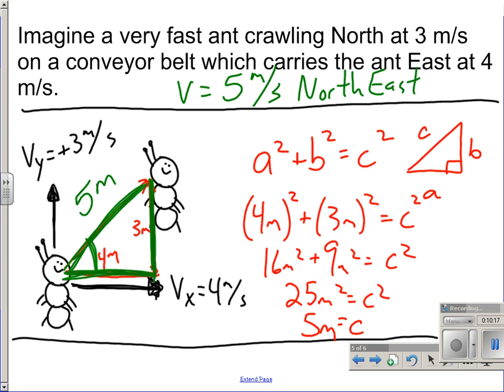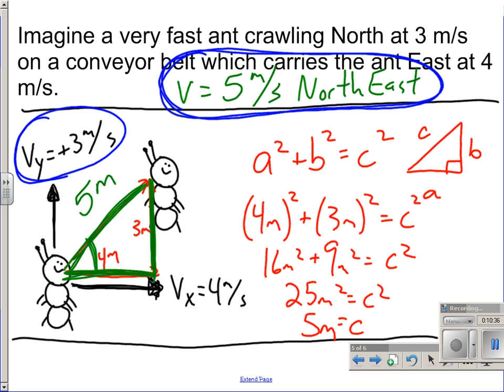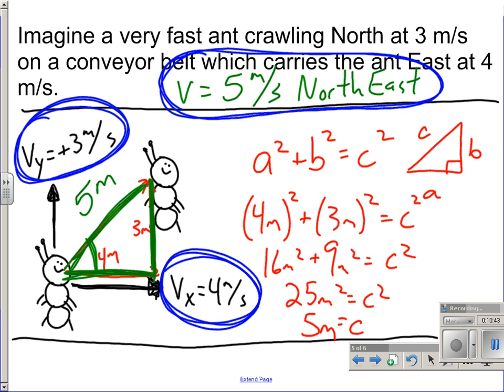Because he's going both north and east. All right? So look, here's the velocity of the ant. He's going at 5 meters a second to the northeast, not directly northeast, but he's going both north and east. And then he's got two components to his velocity. He's got a vertical component that tells you that he's going 3 meters a second to the north, and he's got a horizontal component that tells you he's going 4 meters a second to the east.